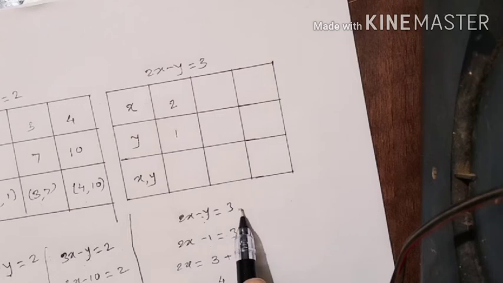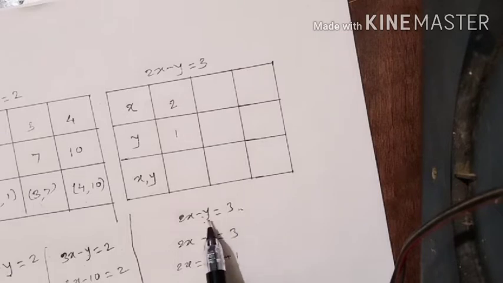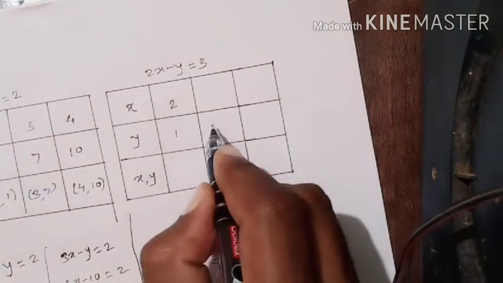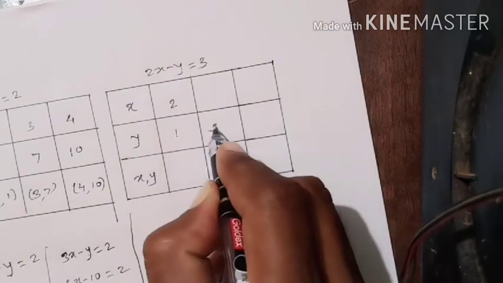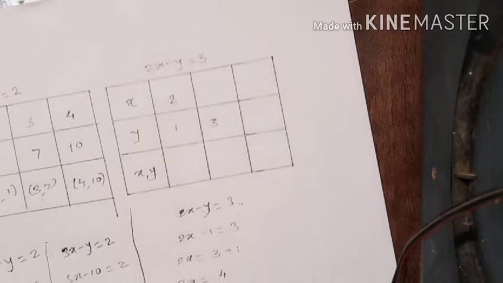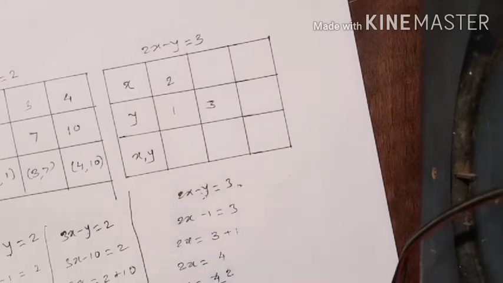Now see boys, if I put here 2, then 2 becomes here plus 2. And 3 plus 2 is equal to 5. And 5 is not a multiple of 2. Therefore, I will put here 3. Then minus 3 becomes here plus 3. And 3 plus 3 is equal to 6. And 6 is a multiple of 2. Correct. Now, we will put the value of y as 3 here. Now, the equation you have to write is 2x minus y is equal to 3. And the value of y is 3 here.